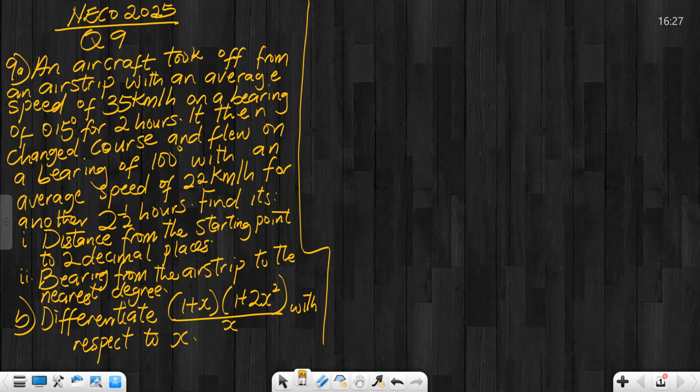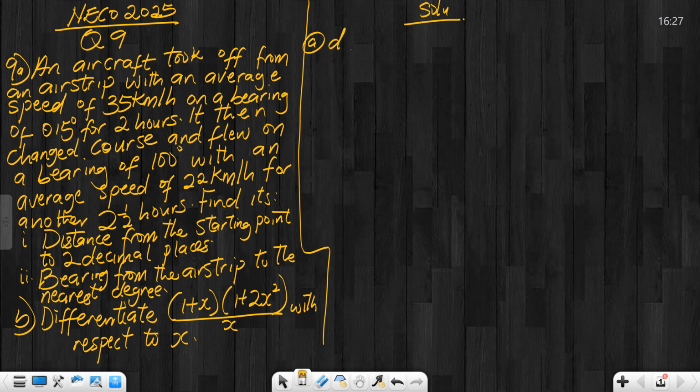And question B says, differentiate (1 + x)(1 + 2x)² all over x with respect to x. Okay? Solutions to this. Before the diagram, let's look at distance.